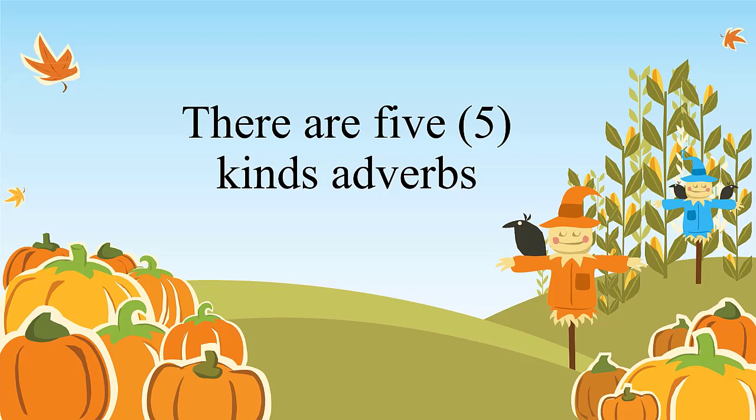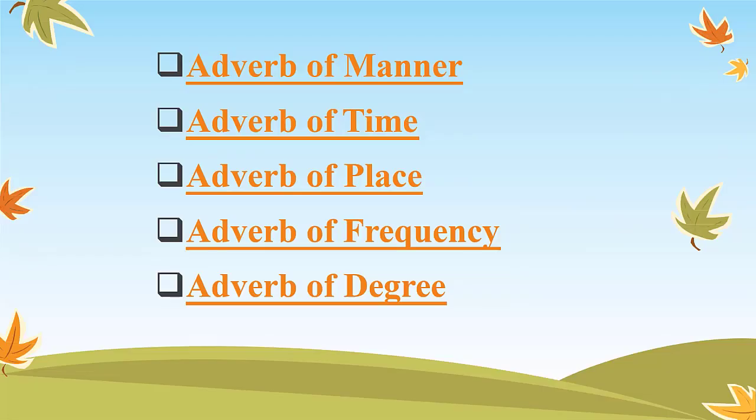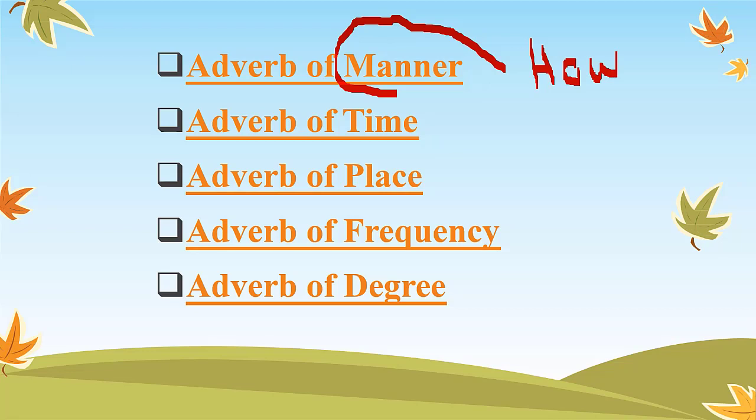Then there are 5 kinds of adverbs. In our book, Flying High 4, the book lists the different types of adverbs. Now, what are the 5 different types of adverbs? The first one is adverb of manner. Adverb of manner answers the question how. So how did he drive? He drove carefully.